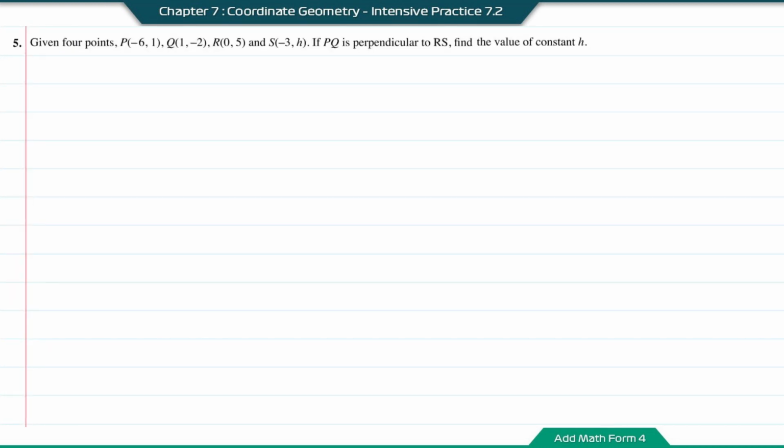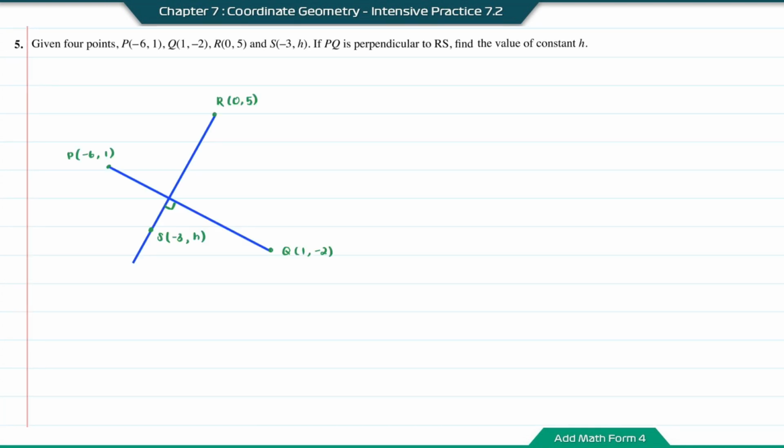Question number 5. Given 4 points P(-6, 1), Q(1, -2), R(0, 5), and S(-3, h). If PQ is perpendicular to RS, find the value of constant h. So based on the coordinates, this is what the diagram will look like. And let's say the point S is located here. So first we're going to find the gradient of the straight line PQ.